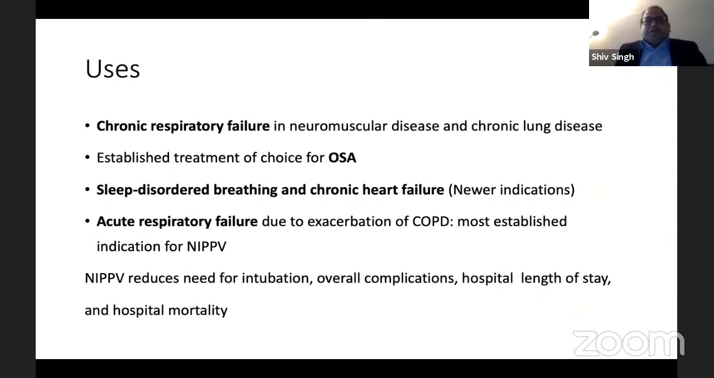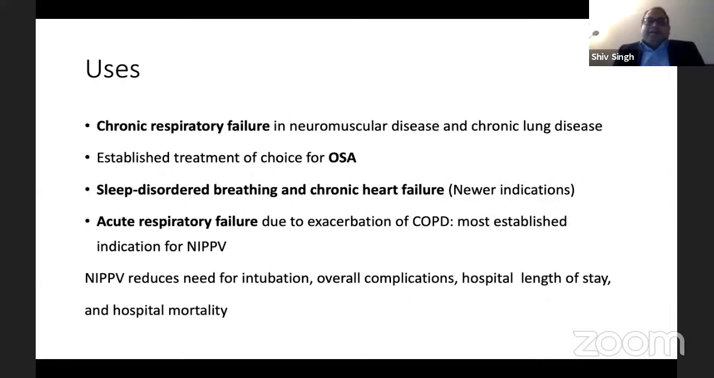So uses for non-invasive ventilation: chronic respiratory failure, and patients with neuromuscular disease or chronic lung disease remains the main indication. CPAP has been used for obstructive sleep apnea, so nighttime CPAP. It has also been used for sleep disordered breathing, which can be part of obstructive sleep apnea, and also as part of chronic heart failure treatment.